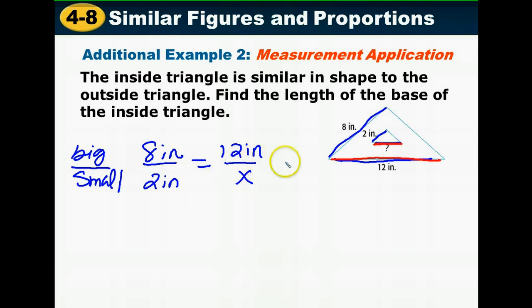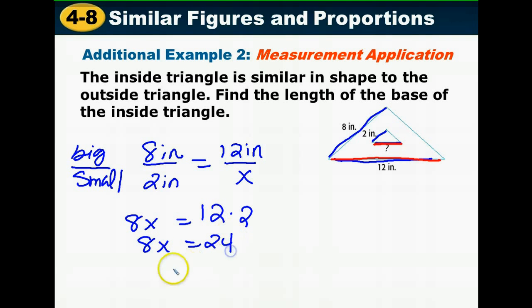And now again we can find the cross product. So I know 8 times x will equal 12 times 2. So that will be 8x equals 24. And when we divide both sides by 8, x here will be 3. 3 inches. So this right here will be 3 inches for this small triangle.